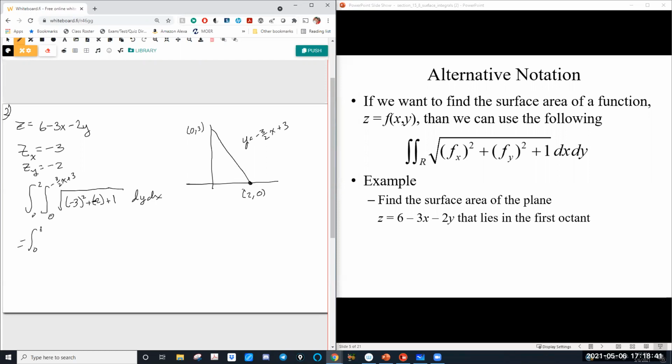So we have 0 to 2, 0 to -3/2 x plus 3, and in here, we're going to have 9 plus 4 plus 1. So 14, which is just a constant. So this actually ends up being not a bad integral to do by hand. But again, since I already have it calculated, except I moved it.